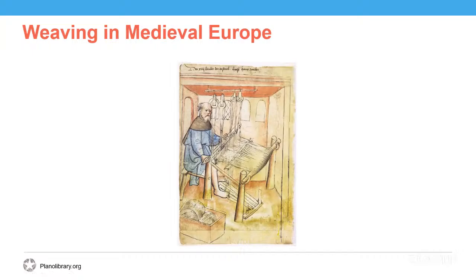So medieval Europe created the horizontal loom, which advanced the quality and speed with which fibers could be woven.